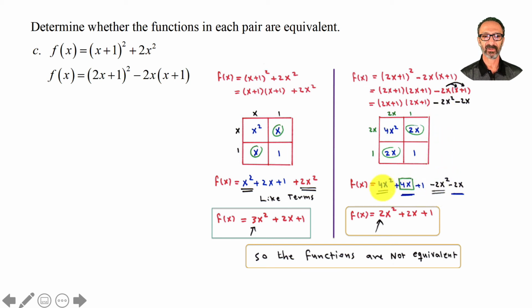Underline the like terms. These are alike. 4x squared minus 2x squared is 2x squared. 4x and minus 2x, it's underlined in blue. I was supposed to box it in green. 4x and minus 2x is 2x right there. 1 by itself. They're almost identical, but they're not. If you look at the 3 here and the 2 here, we can say that they are not equivalent. They have to be exactly the same to be equivalent, of course.